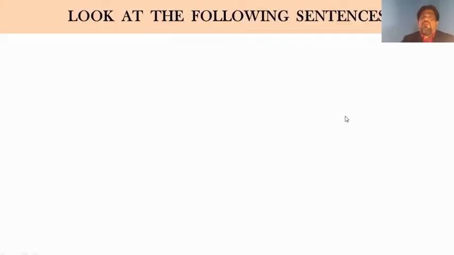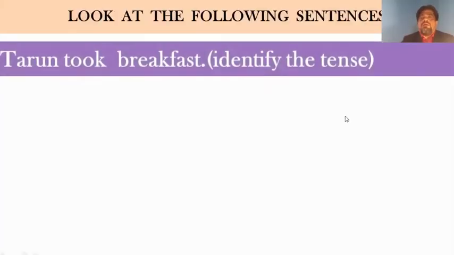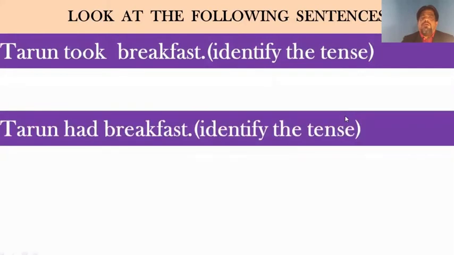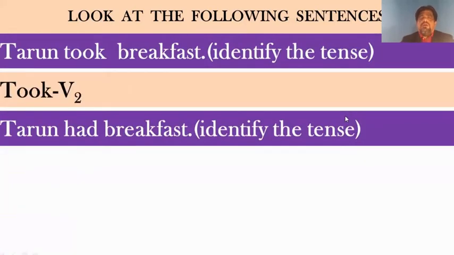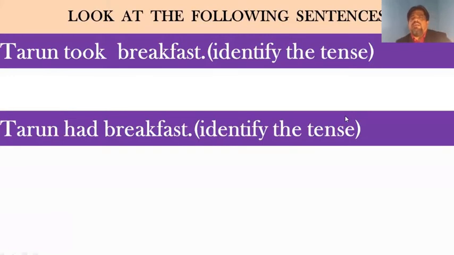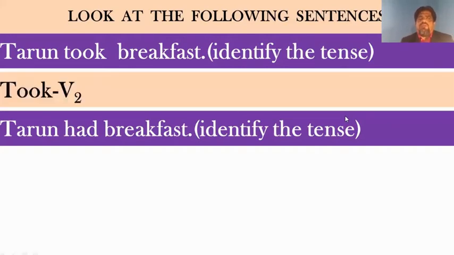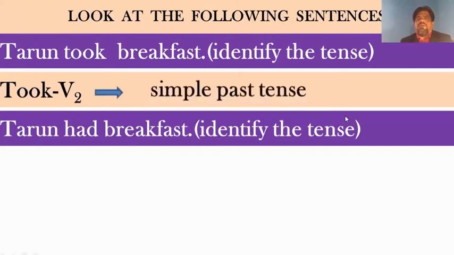Okay, it's enough. Look at the following sentences. Now comes some confusing sentences. Look at the sentence: Tarun took breakfast. Identify the tense. What is the verb form used? Took. Is it V1, V2, V3 or something? It is V2. Since the verb is in the V2 verb form, we know it is simple past tense.